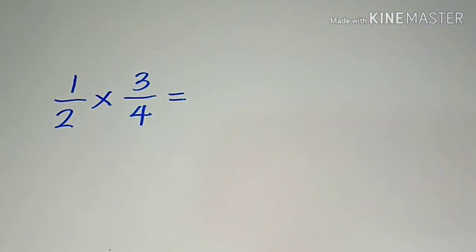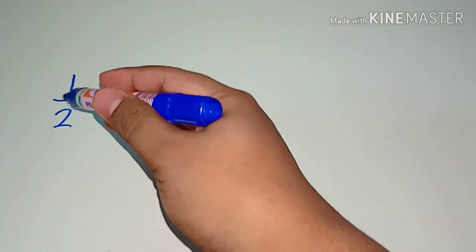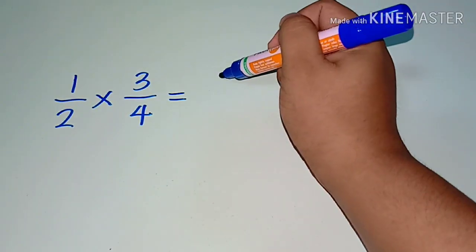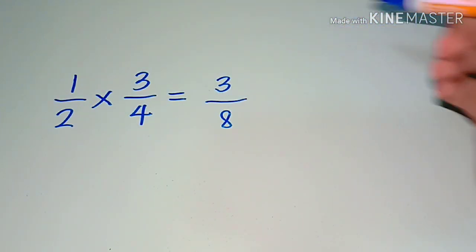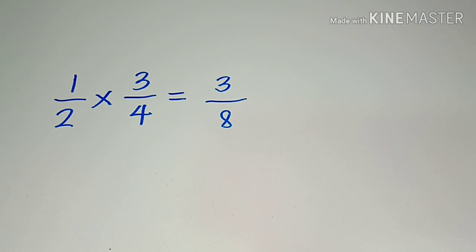Unlike addition and subtraction, where you really have to find the LCD of the denominators, for this one you just have to multiply right away. So 1 times 3 for the numerator will give you 3. 2 times 4 is 8, so that means 1/2 times 3/4 is equal to 3/8.